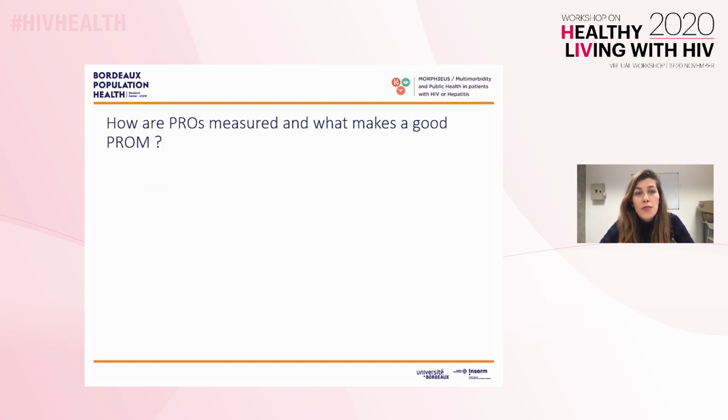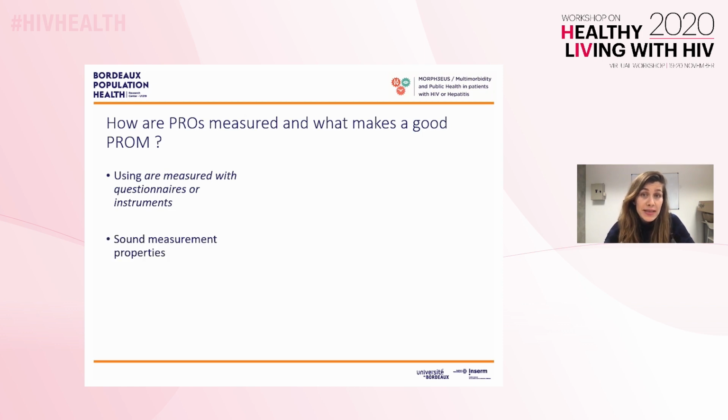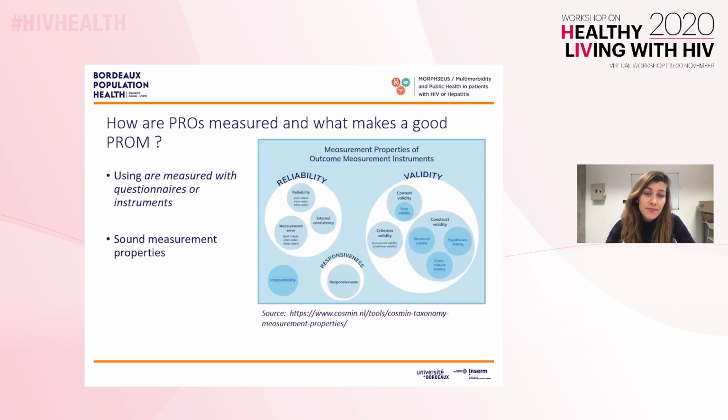So how are PROs measured, and what makes a good PROM? The easy answer is that PROs are measured using questionnaires or instruments, and we expect these questionnaires to have sound measurement properties. We want them to be valid. We want them to measure what they're purported to measure. We want them to be reliable. In other words, we want to do this in a consistent fashion. We want them to be responsive. We want to see evidence that they are able to capture clinically meaningful change.